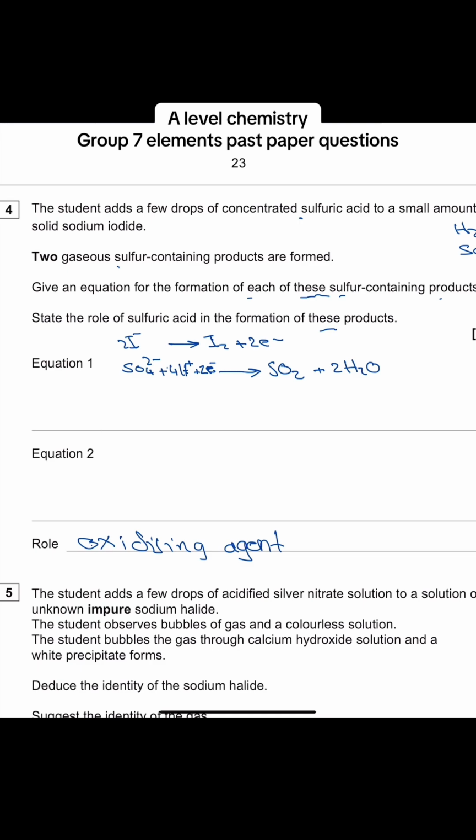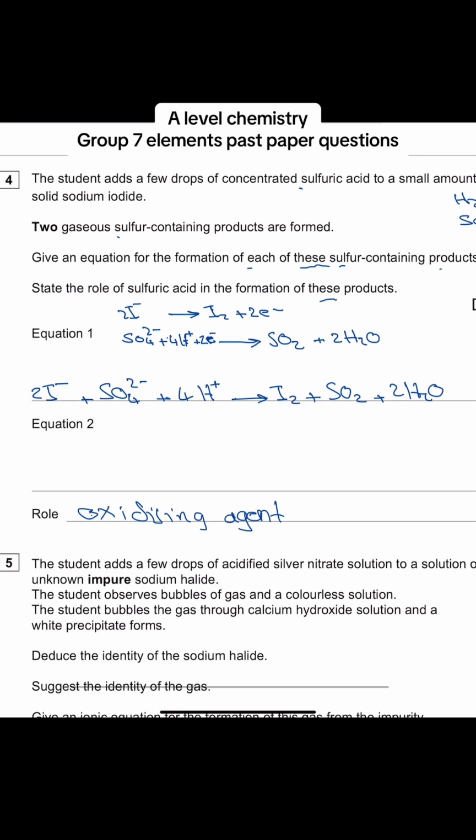Now, both of these equations have two electrons, so let's add them together. So 2 of the iodide plus the sulfate plus 4 of the protons will give us the iodine plus sulfur dioxide plus 2 water molecules. Now we have everything balanced and we have this equation. The second equation is for the sulfate to be reduced to give hydrogen sulfide.